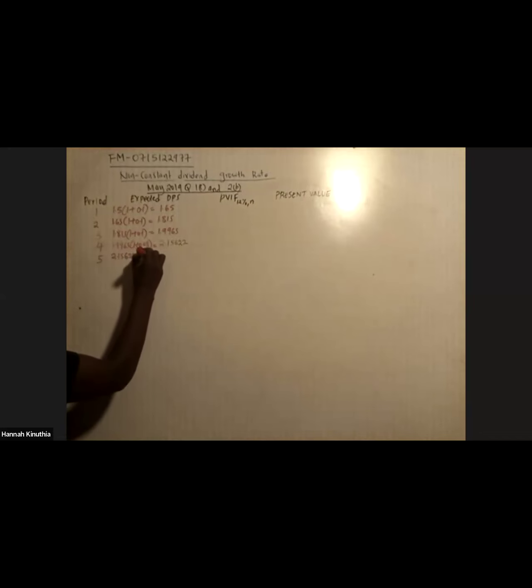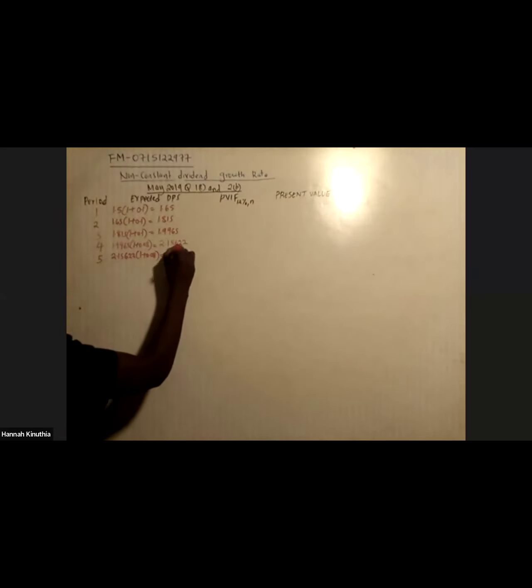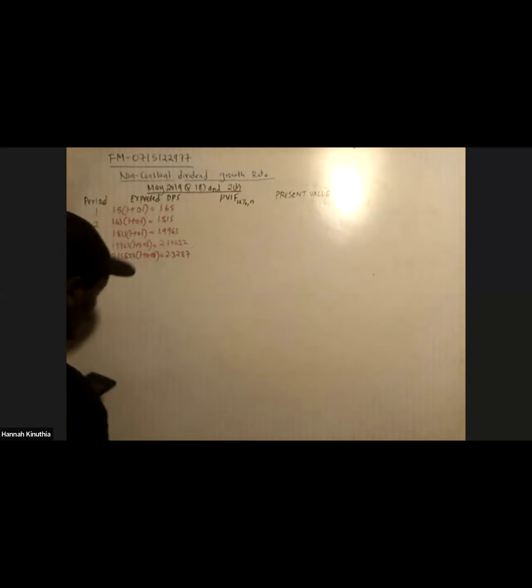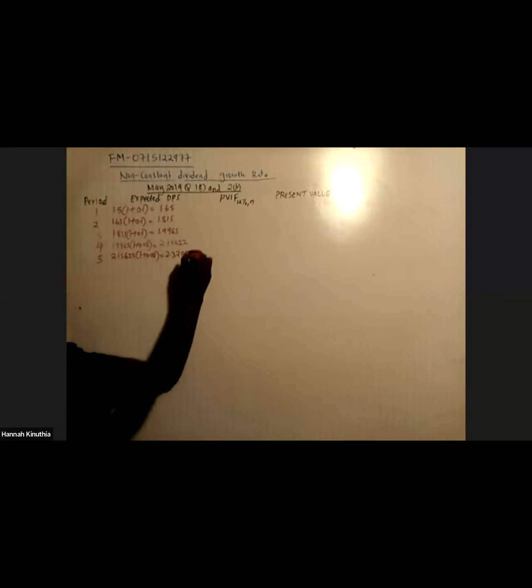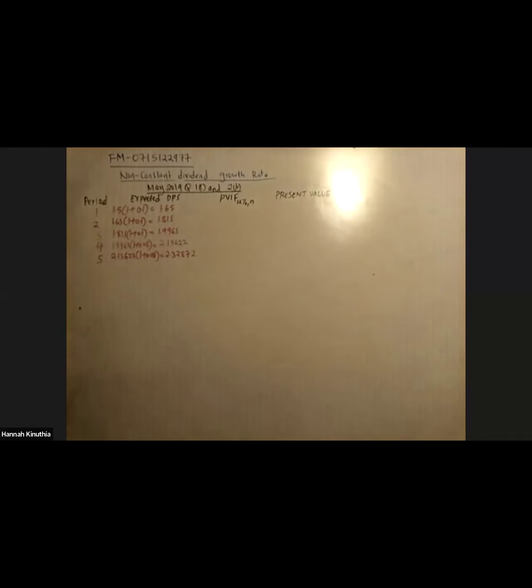2.15622. 1 plus 0.08. So it becomes 2.3287. We leave it at 2.32872. Now let's go to the next item.